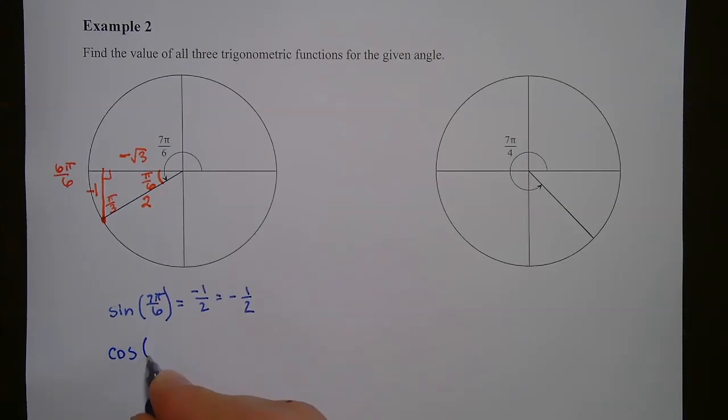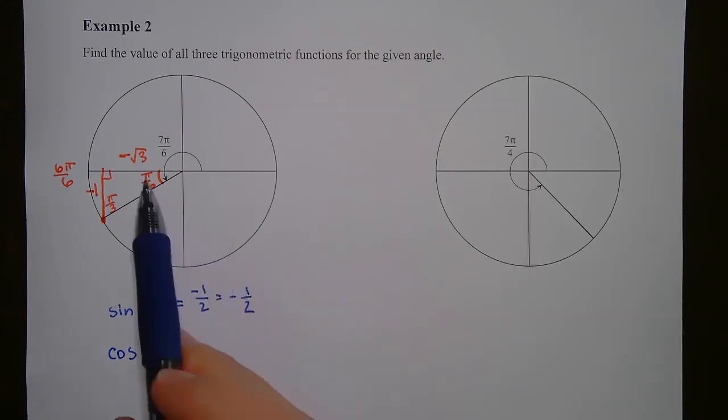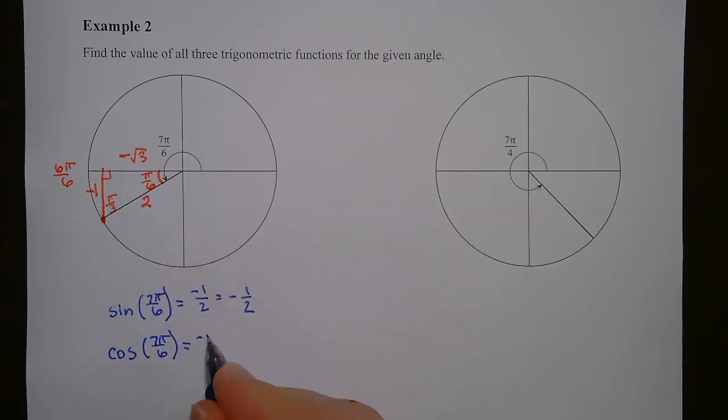Cosine of angle 7 pi over 6, okay? So cosine of angle 7 pi over 6 is your x over your r. So it'd be negative square root of 3 over 2. You could also write that as negative, the fraction, right? Negative square root of 3 over 2, okay? Again, either one's right, okay?